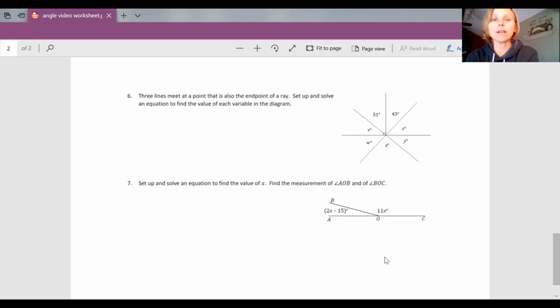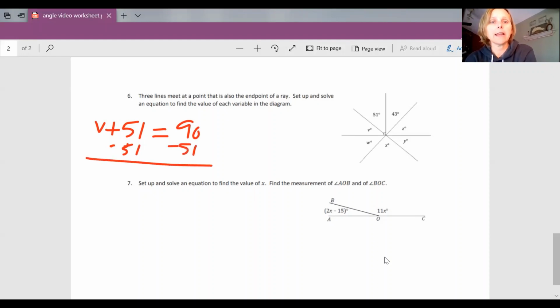So I would write a little equation, and I'm going to go back to red here. I'm going to say V plus 51 equals 90. And I know that because there's that little square. So I can subtract 51 from both sides, and I get 39. So V equals 39. So I'm going to write that in.